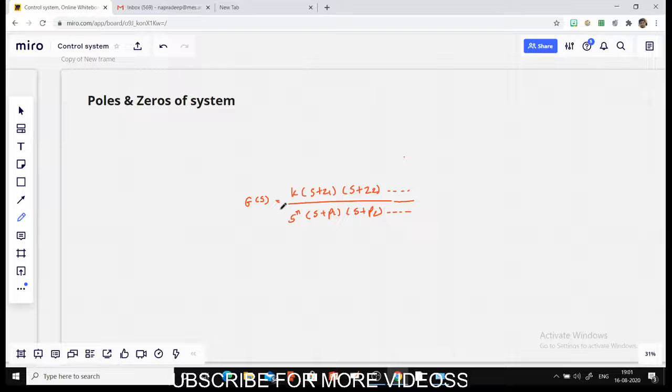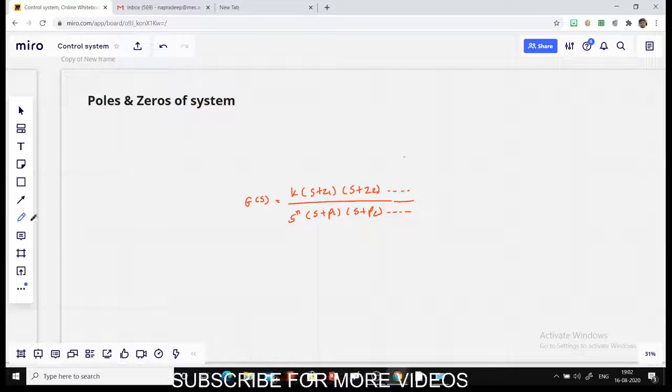I am Ameya and we are discussing control systems, in which we are now ready to discuss a very important topic, that is poles and zeros of the system. From now on, whatever methods we will be discussing are all basically dependent on these poles and zeros. So it is very important to understand what these poles and zeros are.